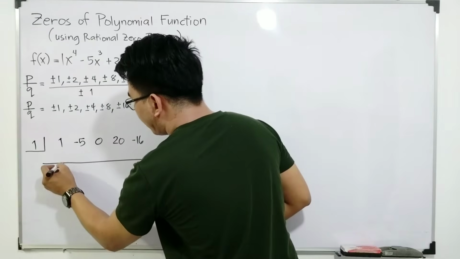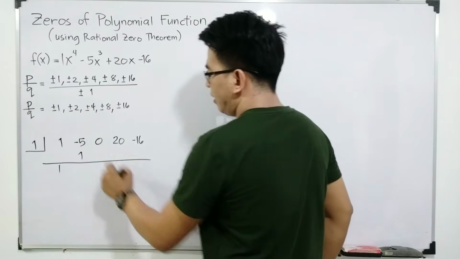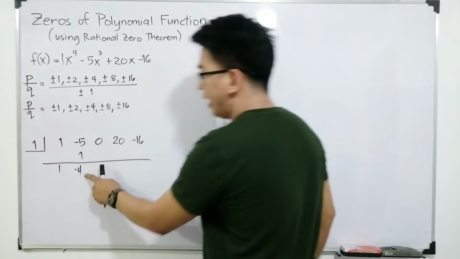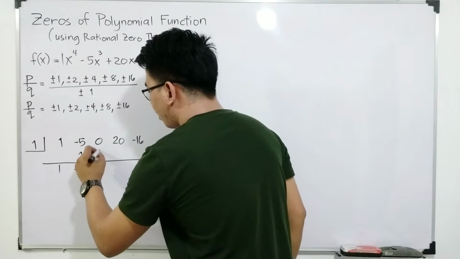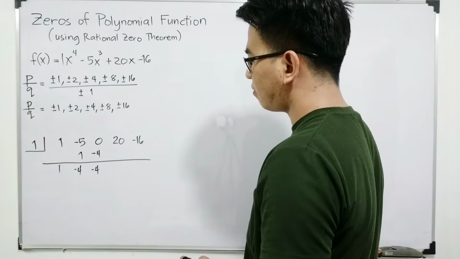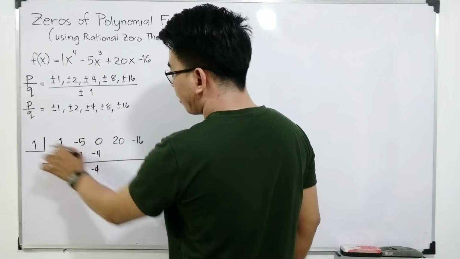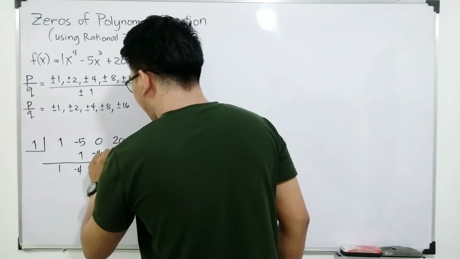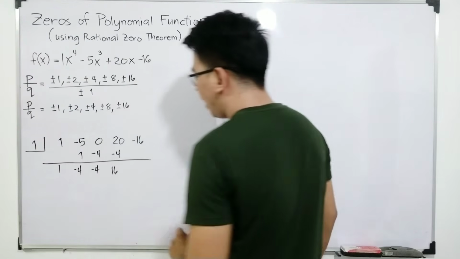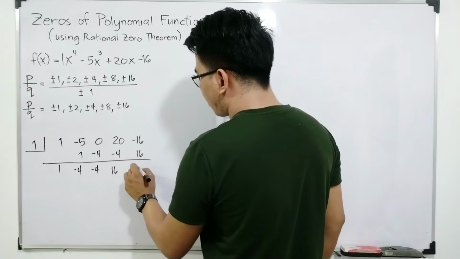Okay, we have to bring down 1. 1 times 1 is 1. Negative 5 plus 1 is negative 4. Then negative 4 times 1, that is negative 4. 0 plus negative 4 is still negative 4. Okay? Tama? Negative 4. Then we have here 20. Negative 4 times 1, that is negative 4. We have 20 plus negative 4, that is 16. And we have here 16 times 1, that is positive 16. And adding these two numbers or integers, this will give us 0.